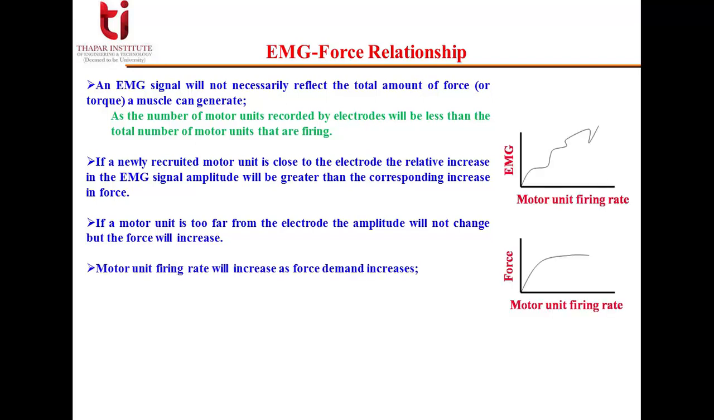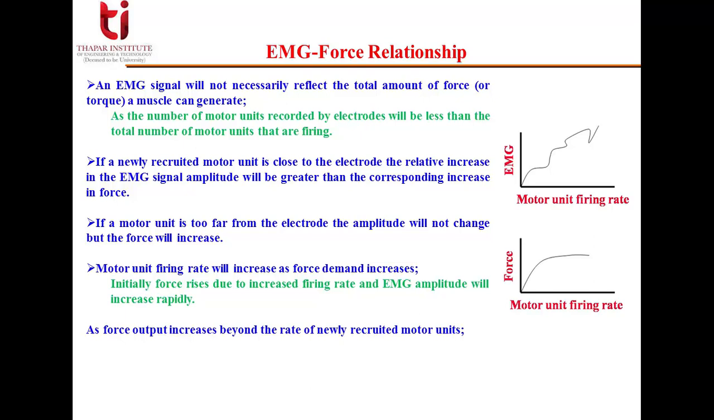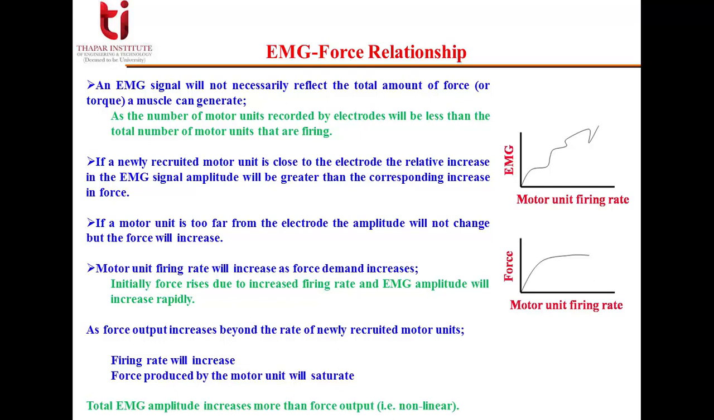You can see in these graphs also, motor unit firing rate will increase as force demand increases. Initially, force rises due to increased firing rate, and EMG amplitude will also increase rapidly. As force output increases beyond the rate of newly recruited motor units, firing rate will increase. Force produced by the motor unit will now saturate. You can see it is getting saturated. But the EMG signal will increase more than the force output. That means they have a non-linear kind of relationship.